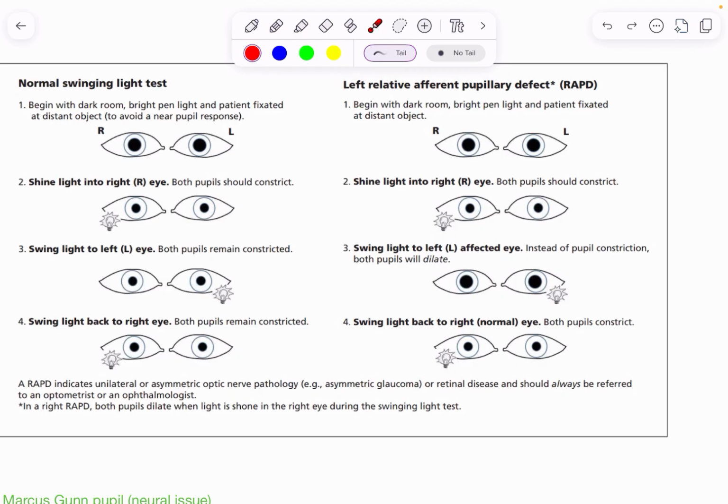So when you swing the light into the damaged eye, because the signal is weaker, both pupils are actually going to dilate instead of constricting. Even though the light is shining directly on it, the input is weak, therefore less is going to reach the brain and you're going to have dilation of the eyes. When you swing it back to the normal eye, both pupils are going to constrict. So in this case, the pathological eye is going to be the one that causes dilation.